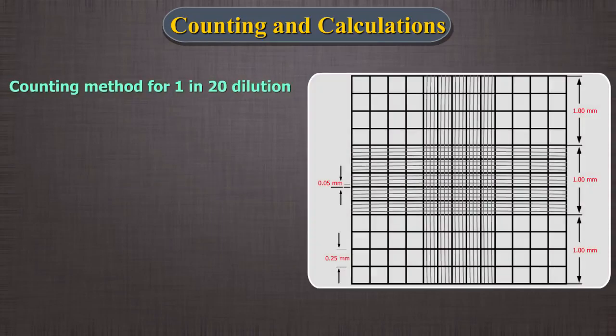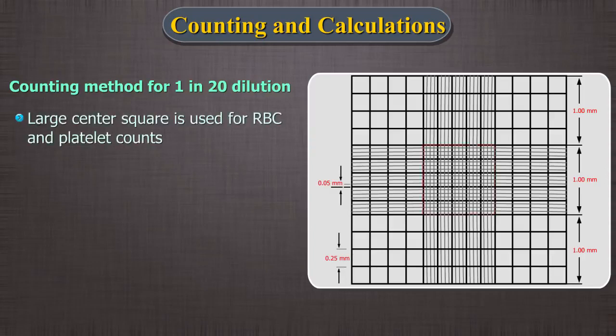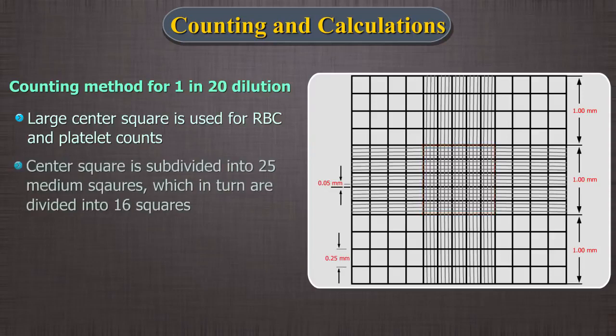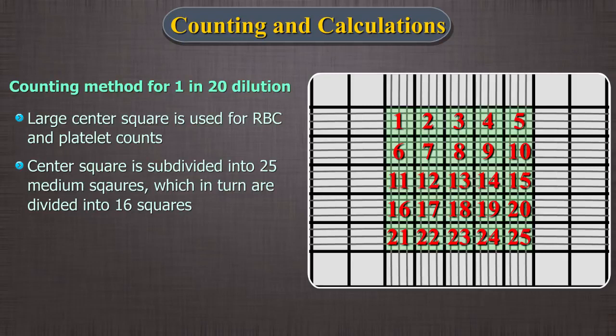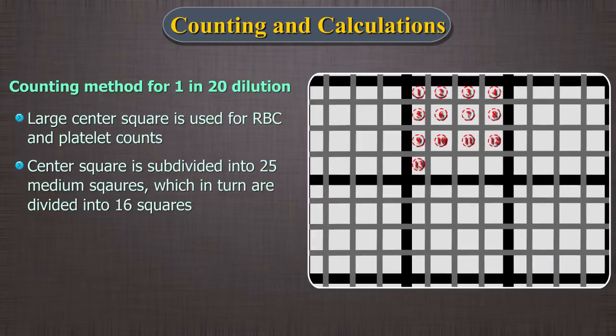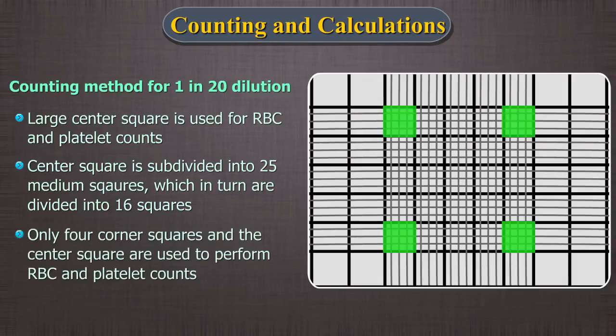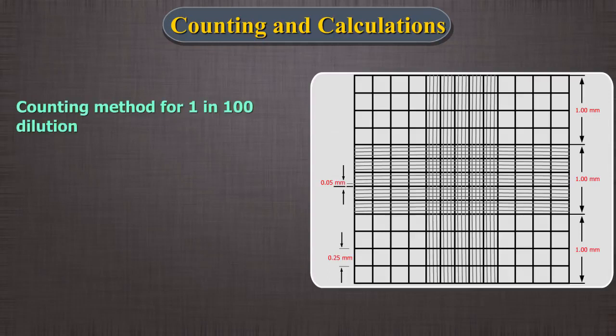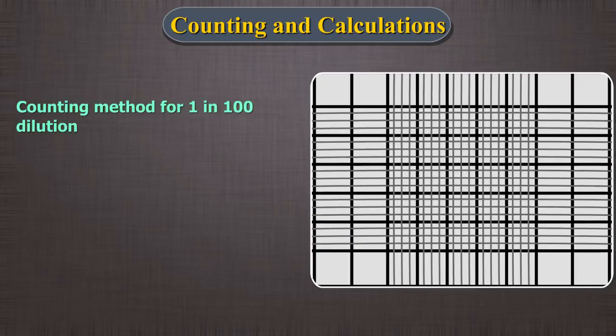A. Counting method for 1:20 dilution. When the dilution is 1:20, the larger center square is used for RBC and platelet counts. This area is subdivided into 25 medium squares, which in turn are each divided into 16 squares. Of these, usually 5 squares, the 4 corner squares and the center square, are used to perform RBC and platelet counts. B. If using 1:100 dilution, use the entire large center square to count the platelets.